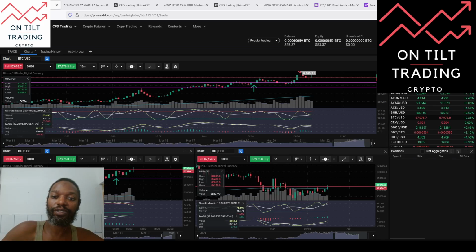This trade idea was an R4 to an R6 traverse. This was the profit target here at R6, where I actually took profits. And then we'll go and look at some numbers here.